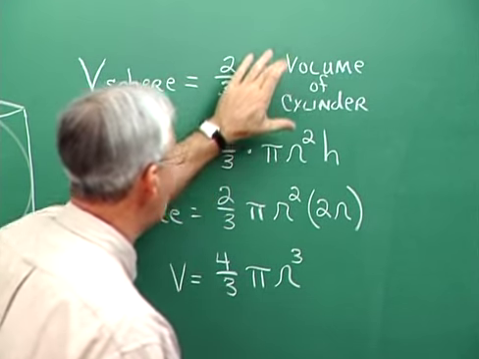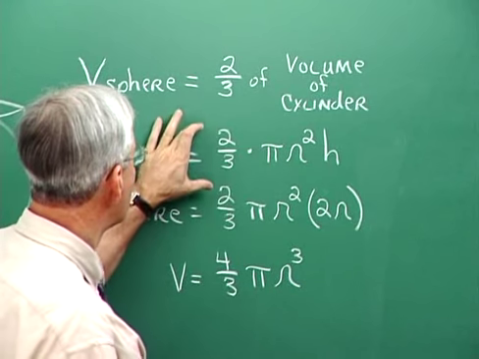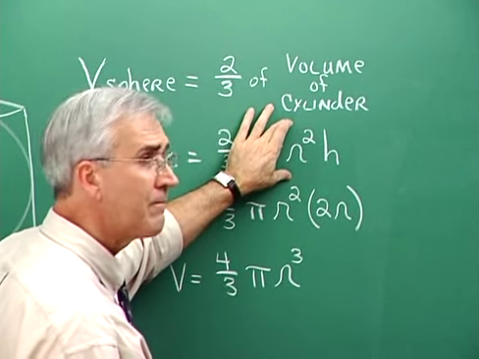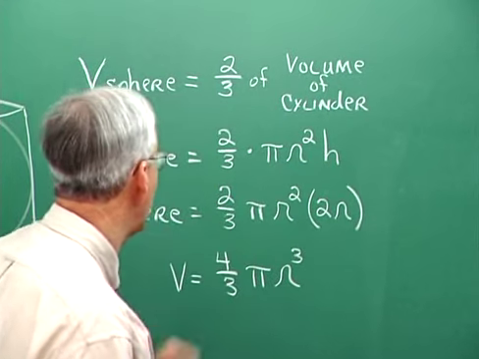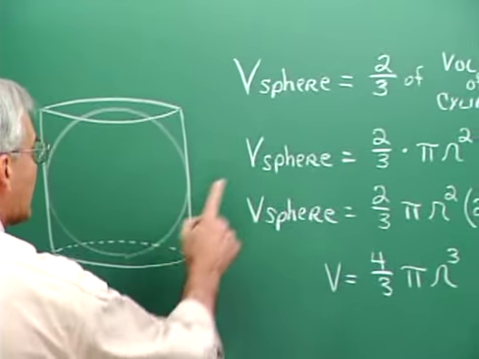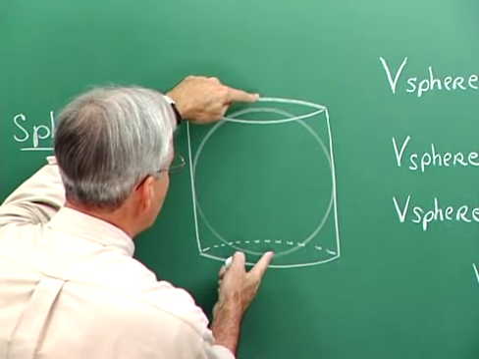The volume of the cylinder is pi r squared h. We just talked about that. So now we want 2/3 of that. The trick here is the substitution for the h. Now come back over here and let me show you this. The height of the cylinder, you see here's the height of the cylinder. Well, what is that in terms of the sphere?